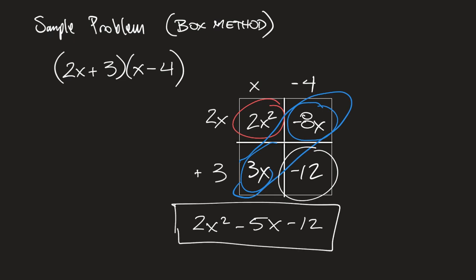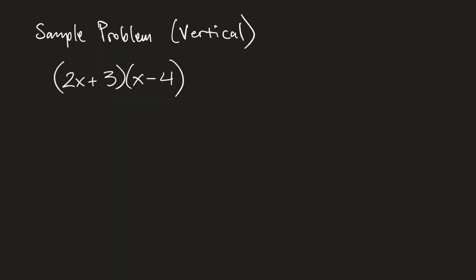The box method is good for organizing, especially once you get into larger polynomials times larger polynomials. FOIL's pretty good method for a binomial times a binomial. So we're looking at the same exact problem. There's a different method. So the beauty of mathematics is we can do this multiplication in different ways and get the same answer.